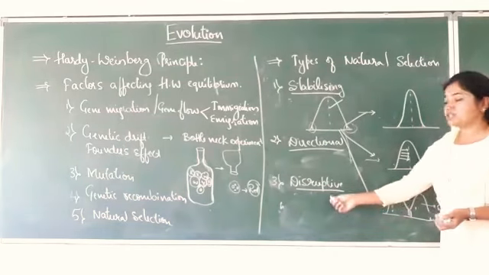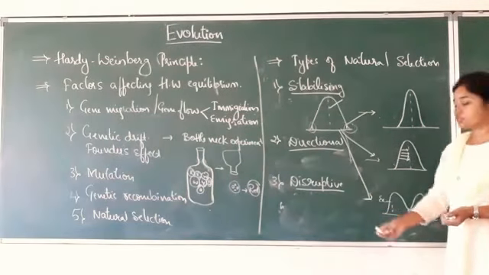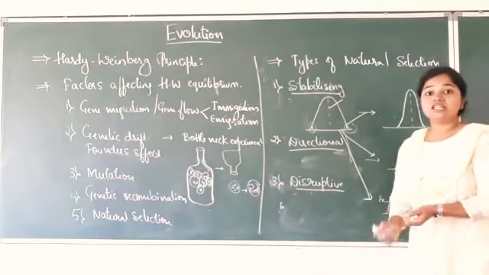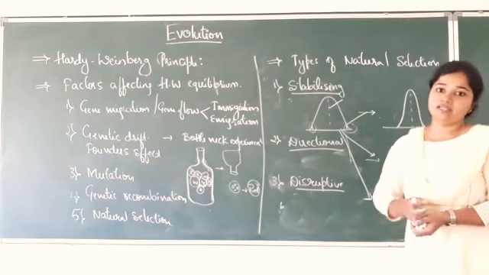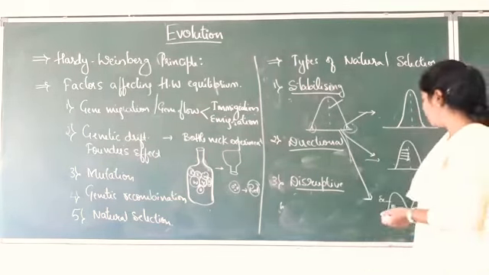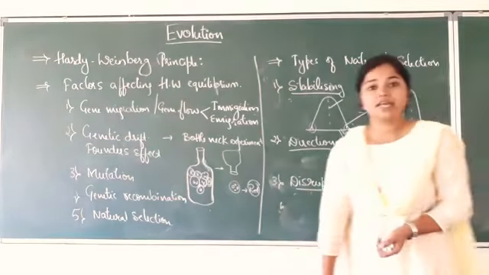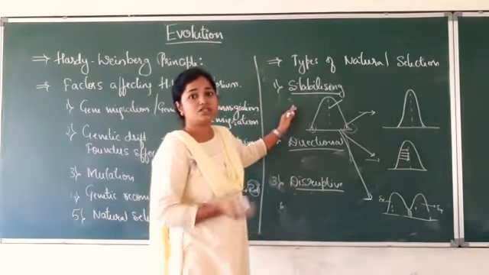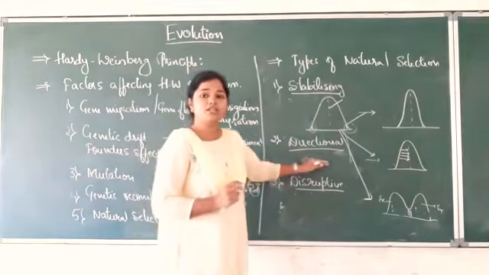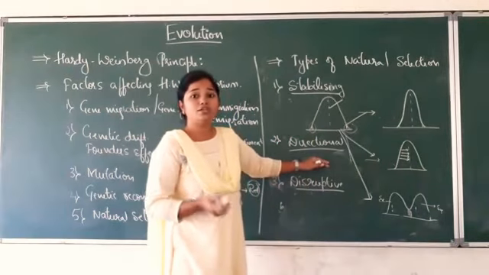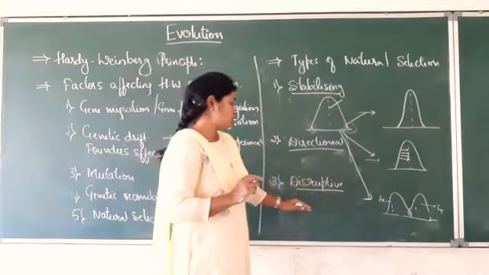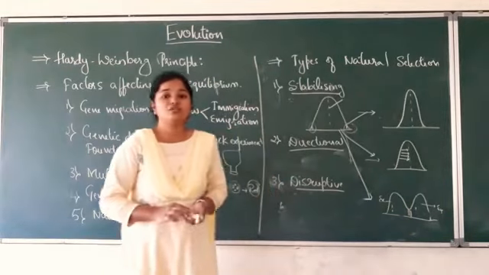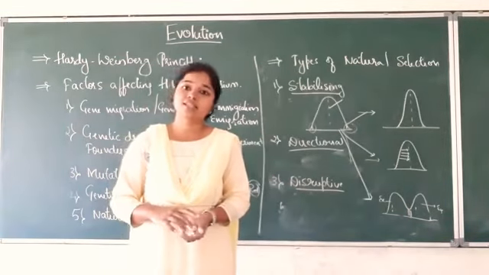And the last one is the disruptive. In the disruptive type of natural selection, the nature is going to exclude the intermediates and it is going to support, or select, only the extreme ones, right? The example of the stabilizing natural selection is sickle cell anemia; for directional, industrial melanism or the DDT resistance in mosquitoes; and for the disruptive, we can give the example of the snails in the sandpit, right?